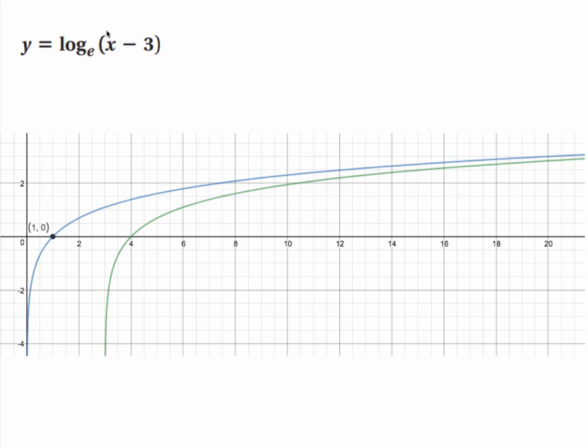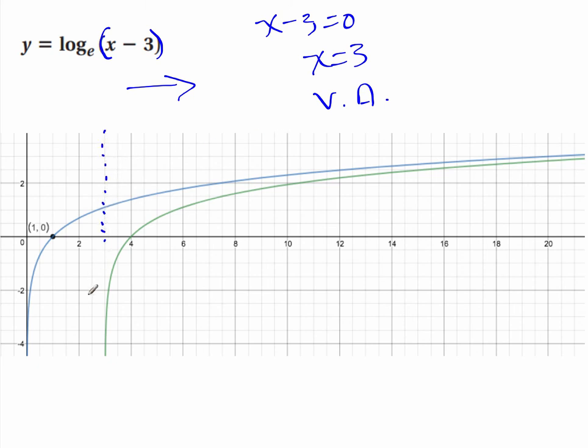And of course, when I include x minus c in the parentheses, this is going to be a shift to the right. Now what this is going to do is shift your vertical asymptote. To find your new vertical asymptote, you take whatever's in your argument, x minus 3, and you set it equal to 0. So x equals 3 is your new vertical asymptote. Make sure you sketch it in and identify it.